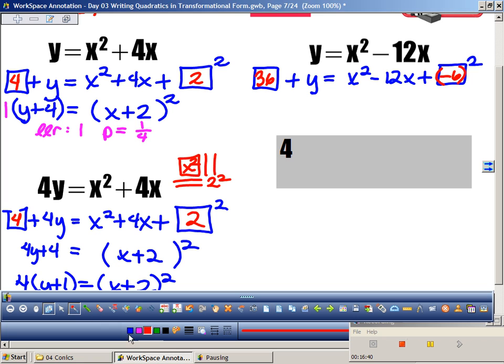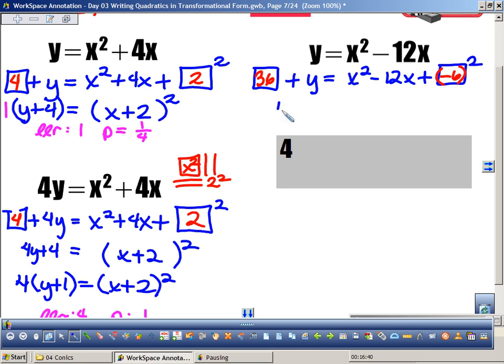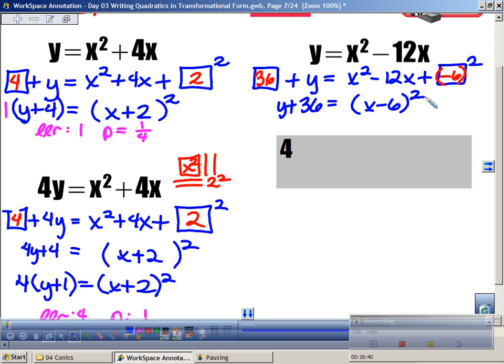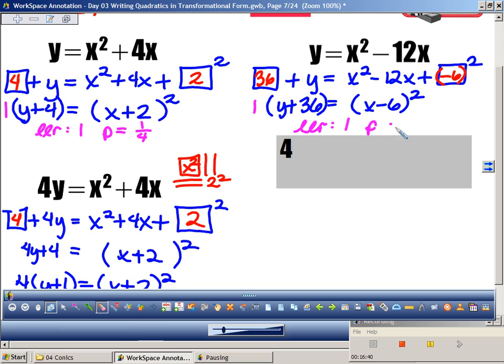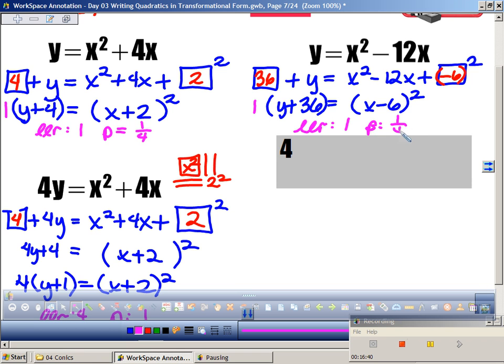And I would be done by saying y plus 36 equals x minus 6 squared. So that would be a horizontal shift of 6, a vertical shift of -36. My LLR is 1. Therefore, P cut in half twice is 1/4. It's always in the coefficient. If there's nothing, it's just 1.